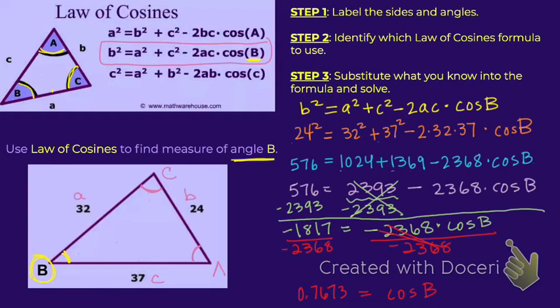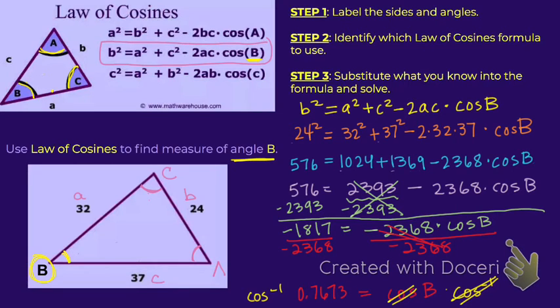Now, the last step to get B by itself is to undo cosine, and we do that by doing the opposite, the inverse cosine. So we need to take the inverse cosine over here, which is cosine with a -1 exponent, that's the symbol for it, and the inverse cosine over here. And what that does is it cancels out the cosine. So we're going to have B by itself. So angle B is the inverse cosine of that 0.7673. So you can put that in your calculator.